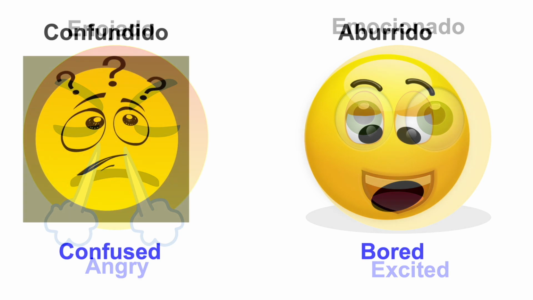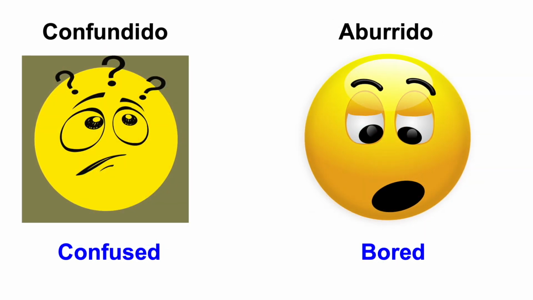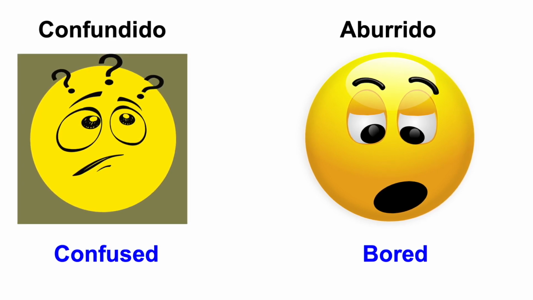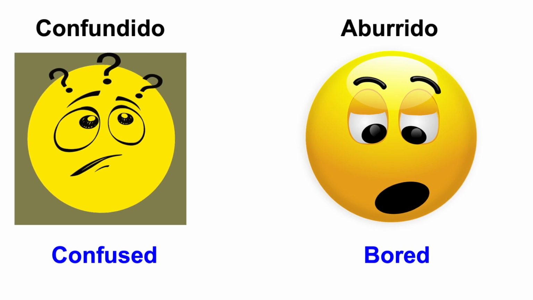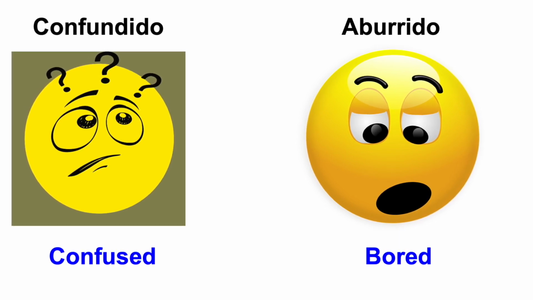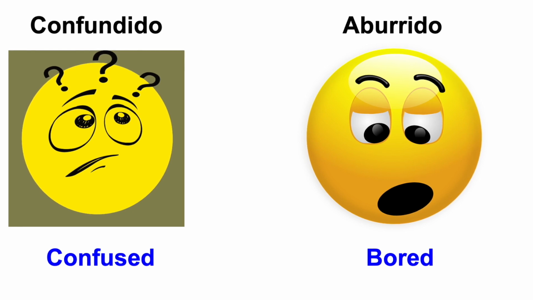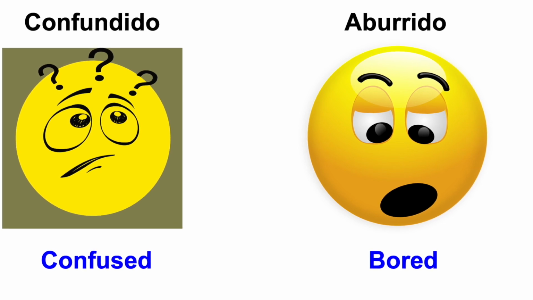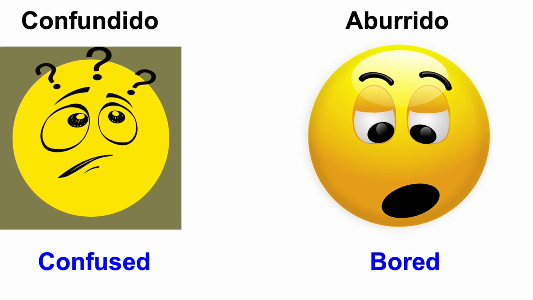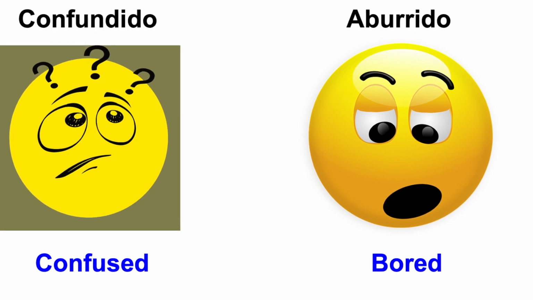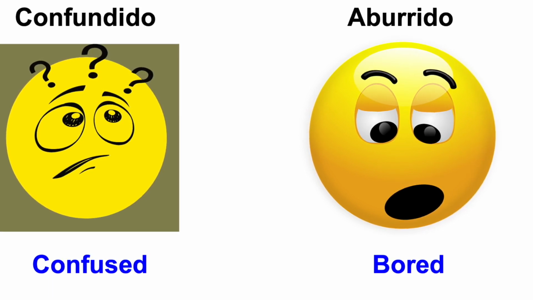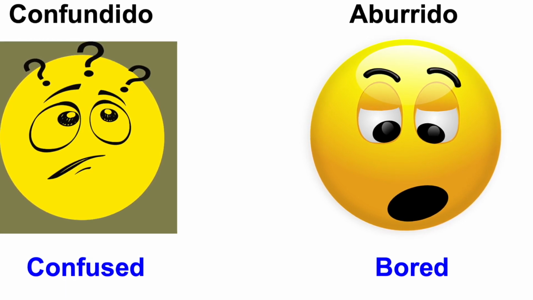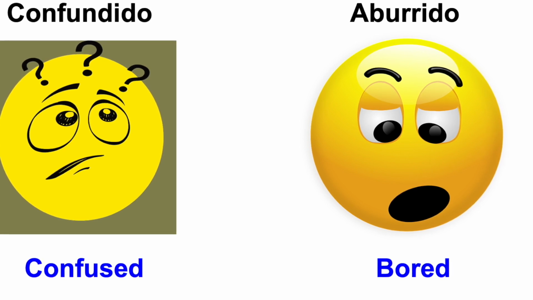Now we have two different emotions. So look at this first picture. They have question marks on the top. He doesn't look so confident, right? So he must be confundido. So repeat, confundido. Confundido means confused. They don't know what's going on. Or we have a person who's aburrido. Repeat, aburrido. This person is so bored. He's not interested in anything. He's aburrido.